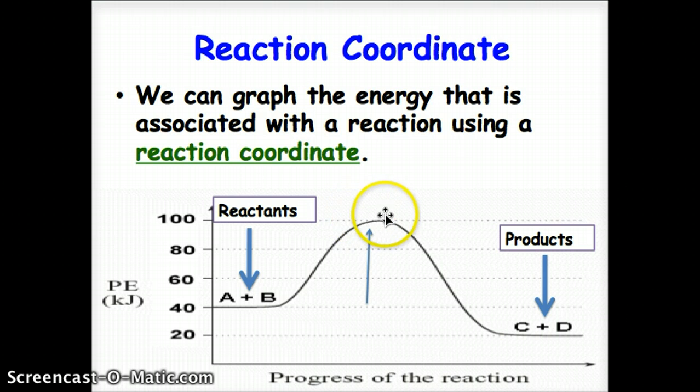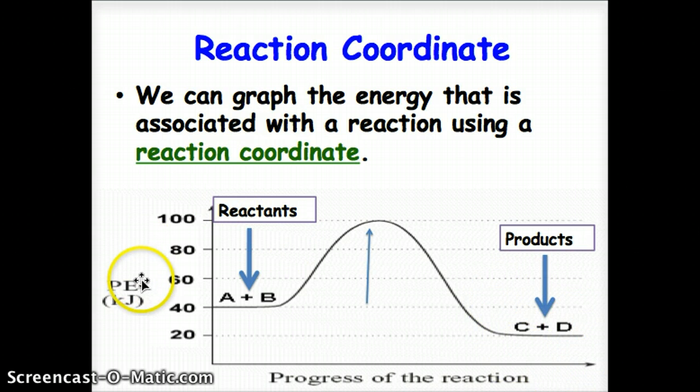And then up here on top of the hill, that's where the bonds start breaking and new bonds start forming. So this is the part where a chemical reaction actually takes place. And then you end up forming something new, C plus D. Okay, these are your products.